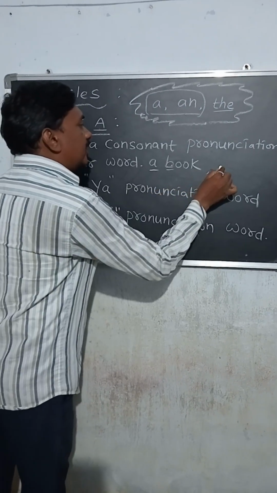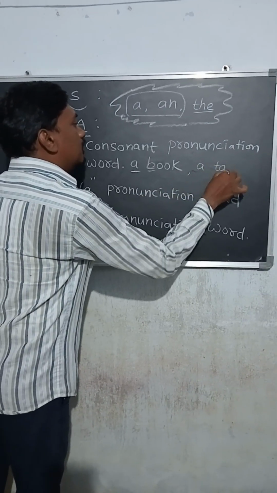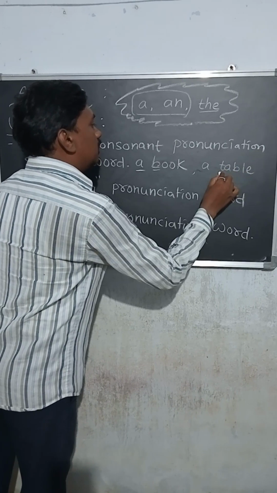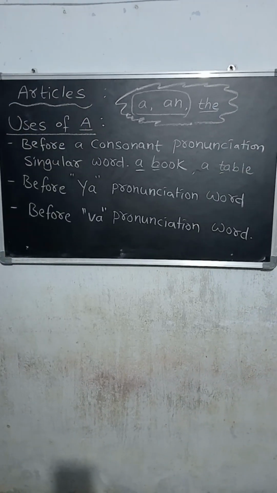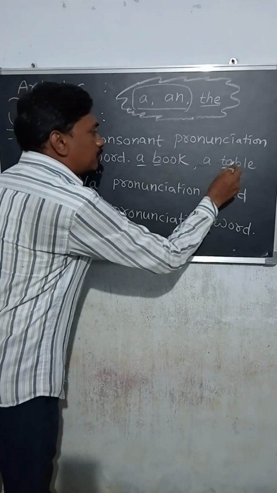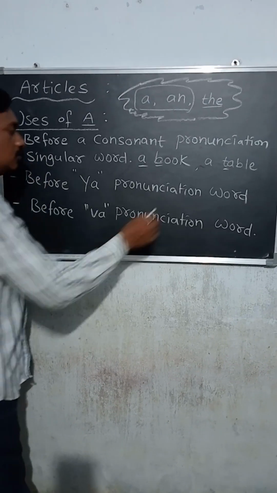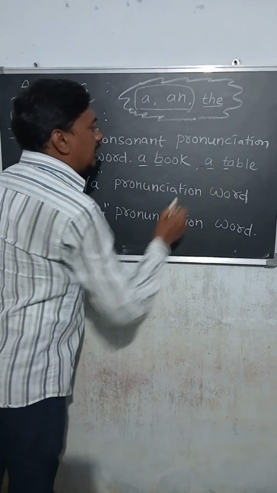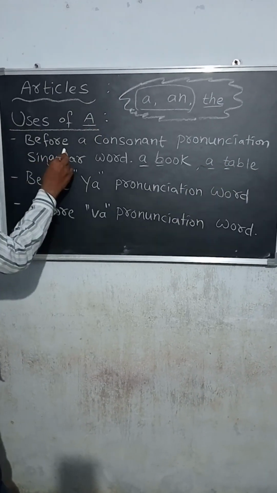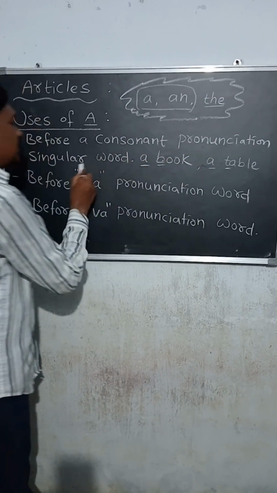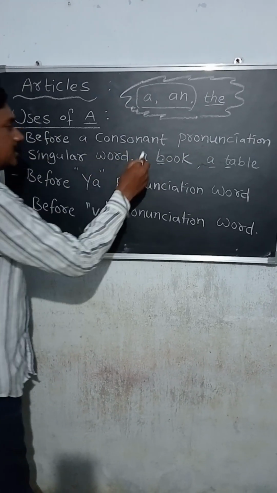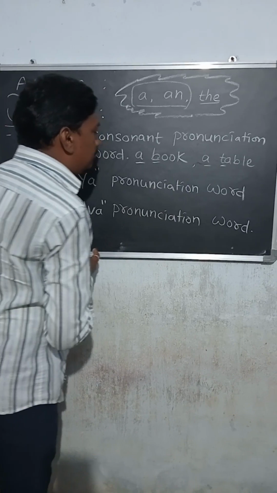Next, for example, a table. Here T is the consonant letter. It gives the consonant pronunciation, table. So this is in singular form. So a table. Okay. So before a consonant pronunciation singular word, for example, a book and a table.